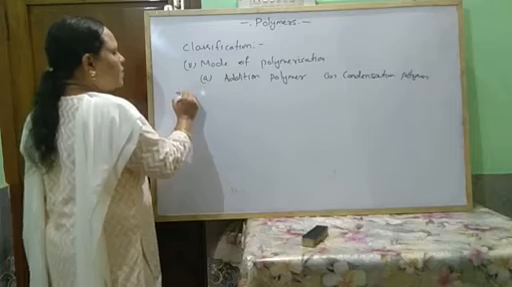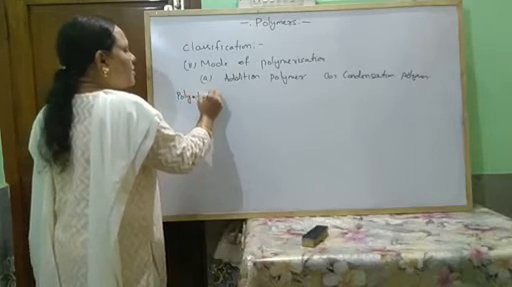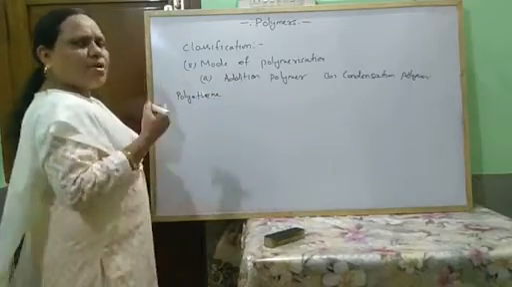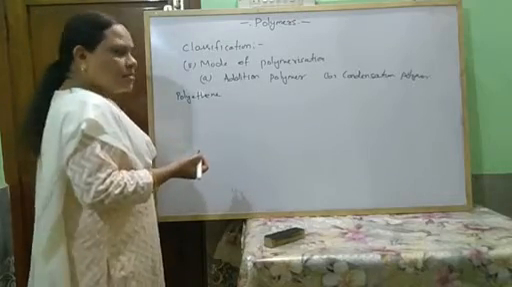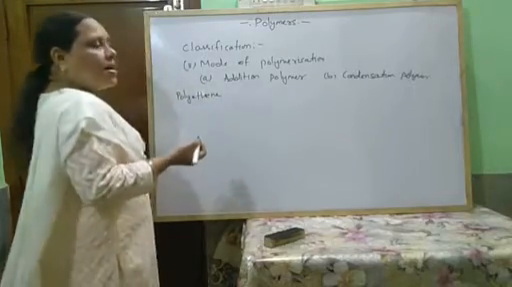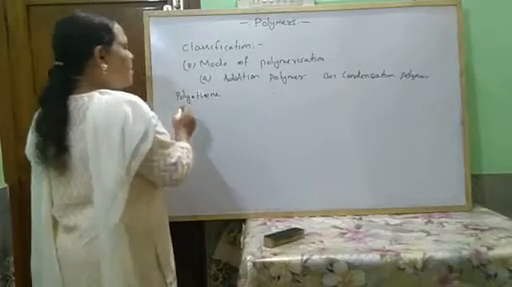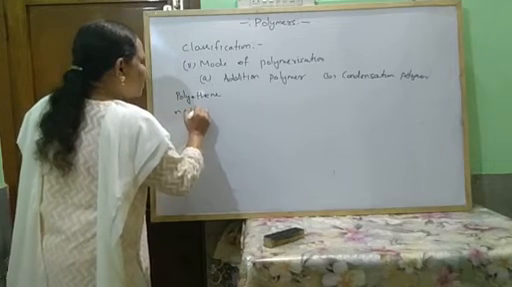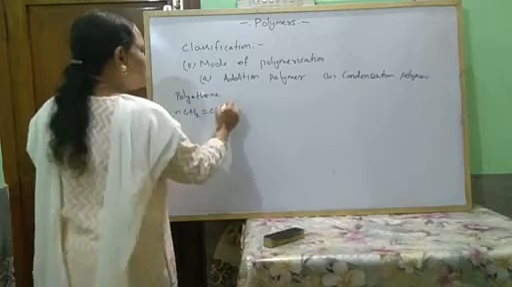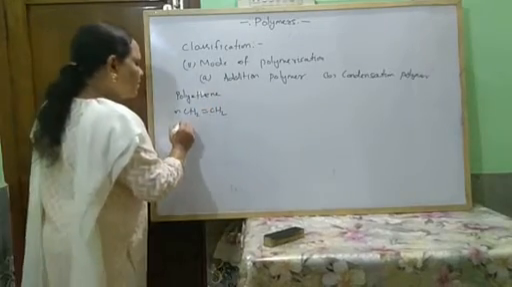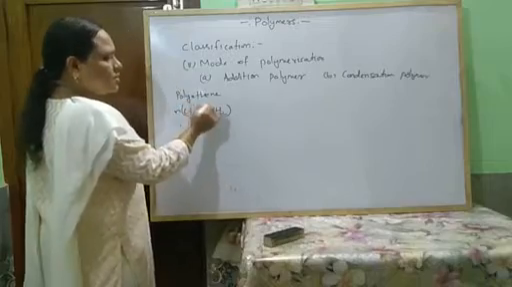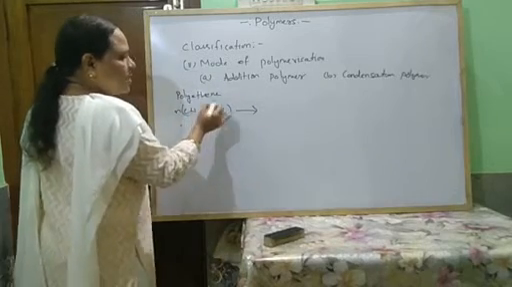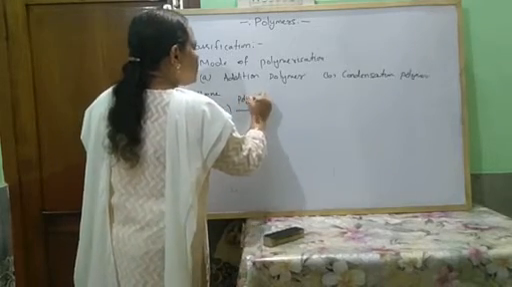For example, polythene, polystyrene, then Buna-S, Buna-N, all are examples of addition polymer. Polythene, you know, suppose n number of molecules, CH2=CH2. So this n number of molecules will undergo addition reaction. It contains a double bond, so this double bond generally breaks and it undergoes polymerization.